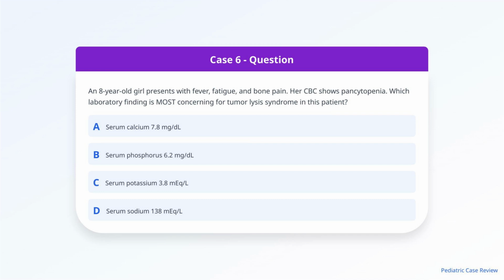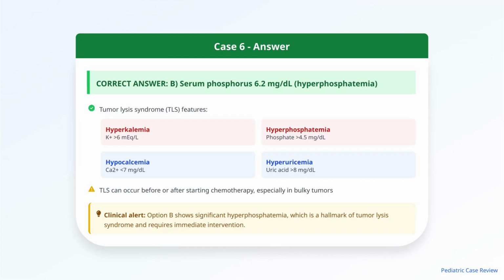For our sixth case, an 8-year-old girl presents with fever, fatigue, and bone pain. Her complete blood count shows pancytopenia. Which laboratory finding is most concerning for tumor lysis syndrome in this patient? A. Serum calcium 7.8 mg per deciliter. B. Serum phosphorus 6.2 mg per deciliter. C. Serum potassium 3.8 milliequivalents per liter. D. Serum sodium 138 milliequivalents per liter. The correct answer is B.